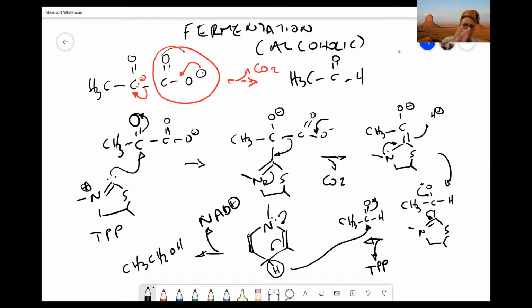But for our purposes, the key point about fermentation is the generation of NAD+, all right? So this is how it happens. So this is alcohol dehydrogenase, the reaction 2, pyruvate decarboxylase, reaction 1.